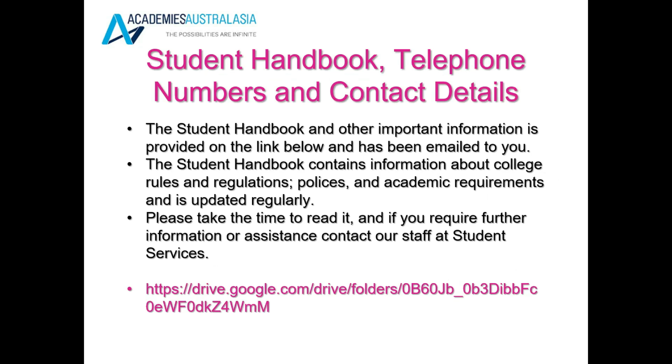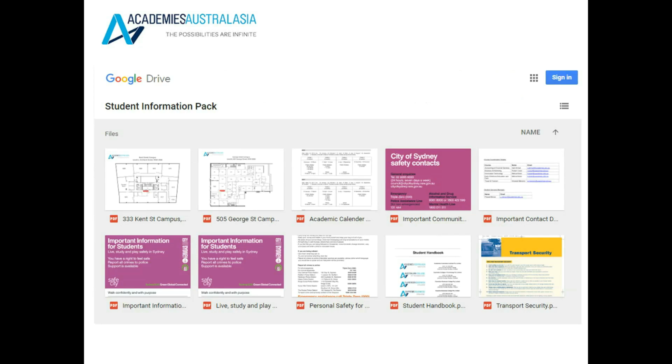Student handbook, telephone numbers and contact details. There is a list in the student handbook of important contact information of different people within the school. Please refer to your handbook if you would like to speak with someone from the school. You will also have a link to the student information pack, which has the maps of the school and various information that will help you, and you can refer back to this information pack throughout your studies.